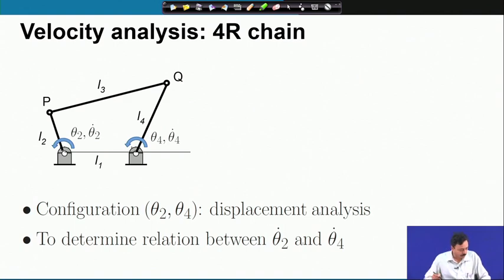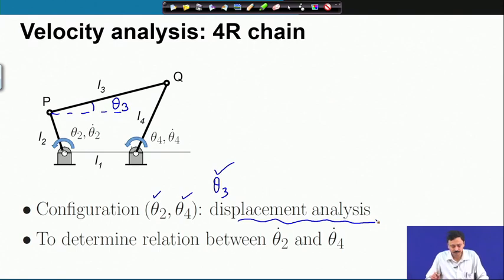So, let us look at the problem of velocity analysis for a 4R chain. The configuration is specified. Here I have written out theta 2 and theta 4. Of course, theta 3 is also to be included. So, this is theta 3. If I am given theta 2, I will definitely know theta 4 and I will also know theta 3. That is the displacement analysis problem which I have assumed is completely solved. So, all these angles are completely known to me, the configuration of the mechanism is completely known to me.